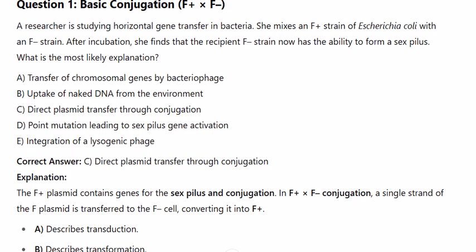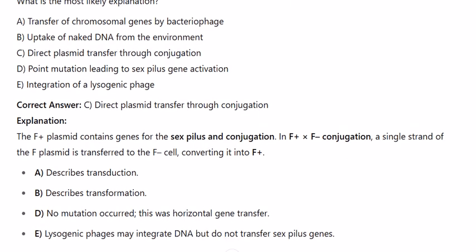Explanation. The F plus plasmid contains genes for the sex pilus and conjugation. In F plus by F minus conjugation, a single strand of the F plasmid is transferred to the F minus cell, converting it into F plus. A. Describes transduction. B. Describes transformation. D. No mutation occurred. This was horizontal gene transfer. E. Lysogenic phages may integrate DNA but do not transfer sex pilus genes.